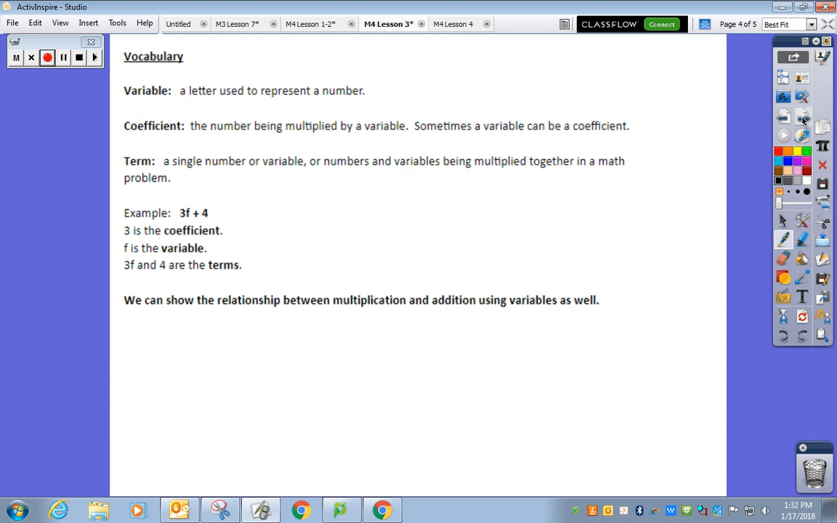So if we look at an example, 3f plus 4, 3 is a coefficient because it's a number being multiplied by a variable. f is the variable because it is a letter used to represent a number. And then 3f and 4 are the terms. These are two things that are being added together. So two terms in this problem. We can show the relationship between multiplication and addition using variables as well.